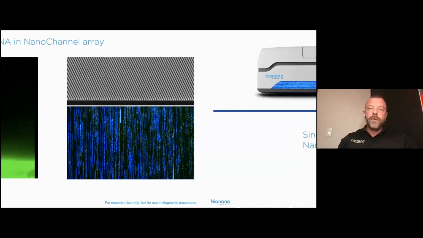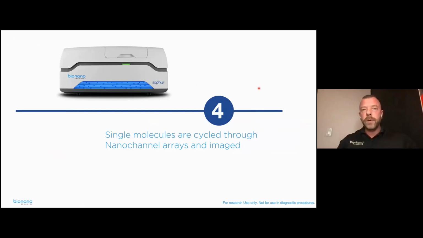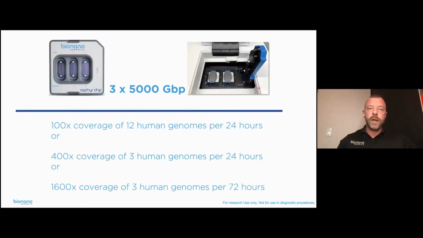Now, the instrument will cycle molecules in, image them, pull new molecules in, image them, and do this over and over again. And that allows us to collect as much as 100x coverage on 12 human genomes per day per instrument. That is an enormous amount of data in a short amount of time.